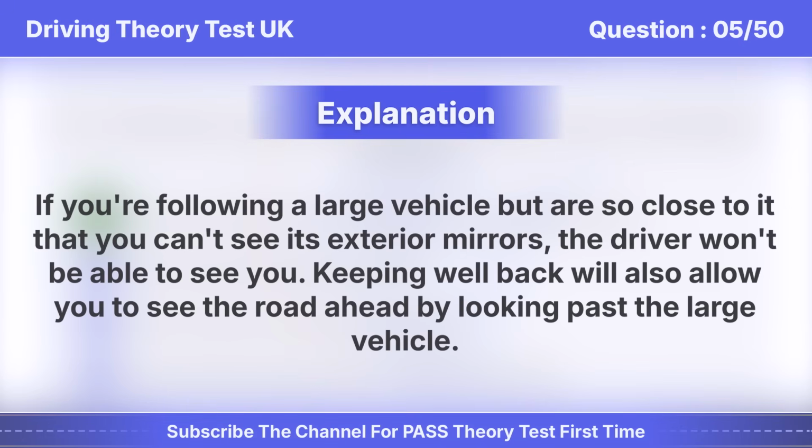If you're following a large vehicle but are so close to it that you can't see its exterior mirrors, the driver won't be able to see you. Keeping well back will also allow you to see the road ahead by looking past the large vehicle.